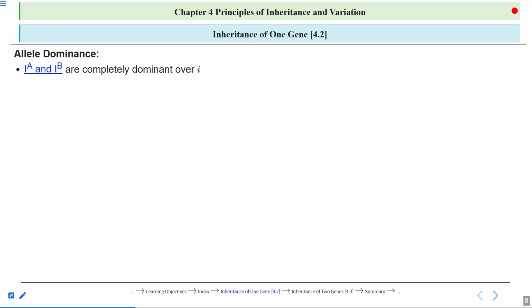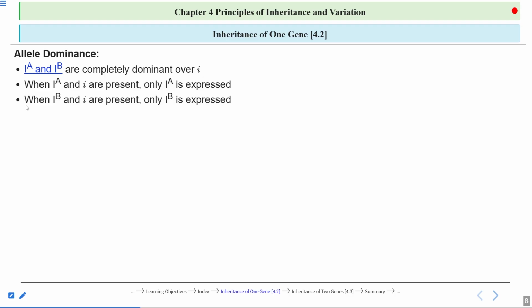Now let's talk about allele dominance here. Now IA and IB are completely dominant over small i. So remember, the IA allele is dominant over small i, and the IB allele is also dominant over small i. Now when IA and small i are present, only IA is expressed because IA is dominant over small i. So here the blood group will be A. Now IB and small i, when they are present together, then IB is expressed because IB is dominant over small i, and here the blood group will be B.